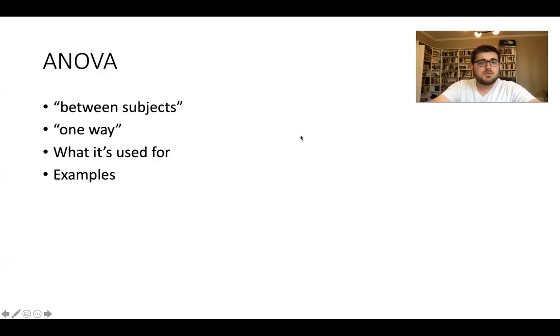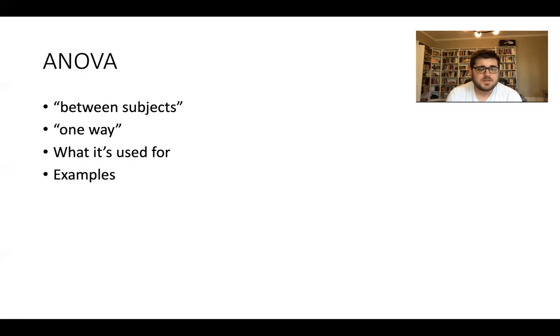So that's why we use an analysis of variance, or ANOVA. And I'll refer to this as a between subjects one-way ANOVA. It's a bit of a mouthful, but it's necessary to be specific. If you're going to be reading psychology journal articles, and if you're ever going to be writing up your own research, you need to be pretty specific about what test you're using.